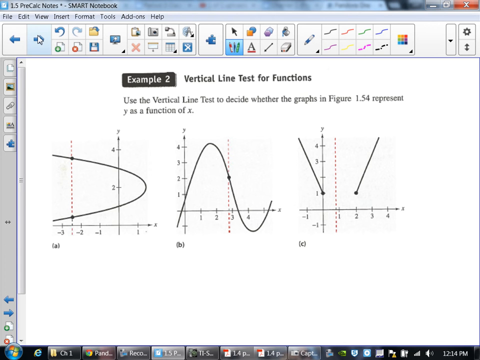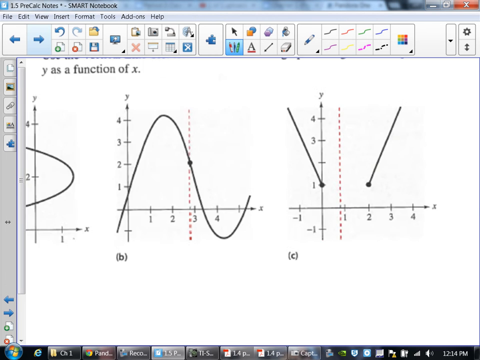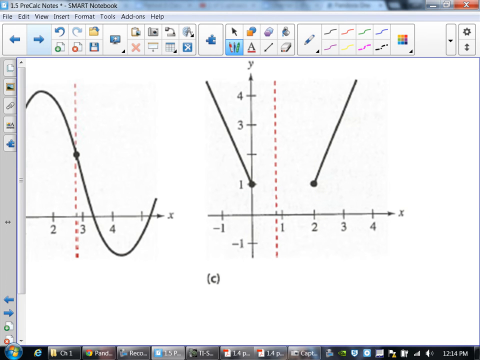Vertical line tests, we talked about it last week also. If the vertical line touches two places, is it a function? No. One of the easiest things to do. Real fast though, will this one be a function? No. Who says no? Who says yes? Who has no flipping clue? All right. It's a function.